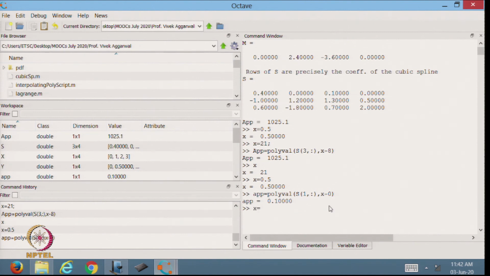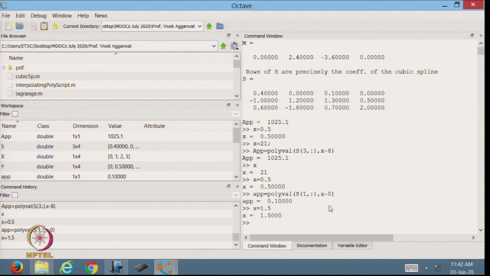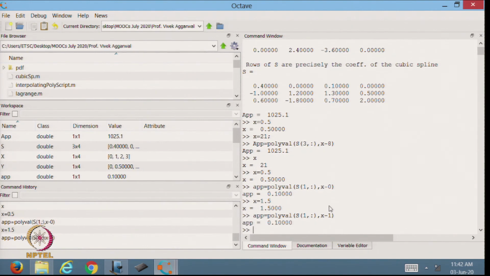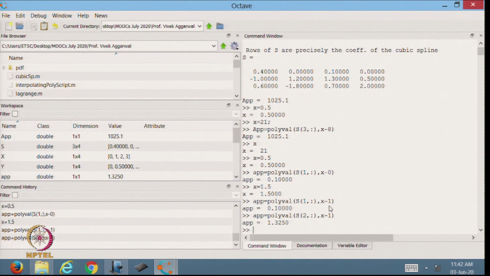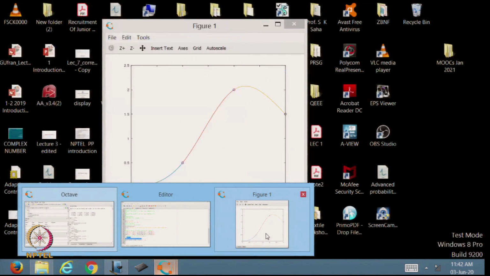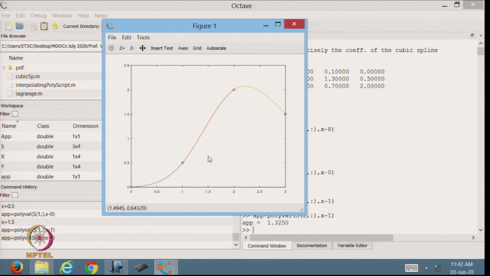So, x is equal to, suppose I want to find at 1.5. So, in this case my x was, because my coefficient capital X is 0, 1. So, it should be from 1. And that should be 2. So, it is 1.325. So, you can verify also from this graph, then it is coming 1.325. So, it is 1.325.